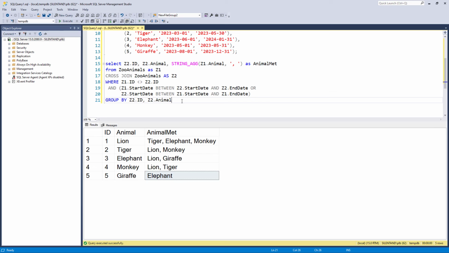So in this video, we've had a look at cross join, which multiplies a table by itself, and then seen how we can use the where clause to reduce it to certain criteria, and then use the string underscore ag function introduced in SQL Server 2017 to just combine them all together into a nice, neat list.